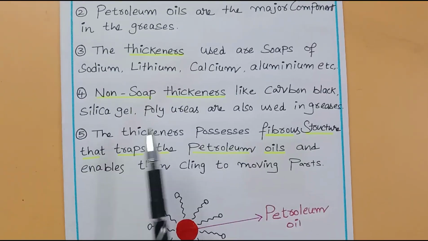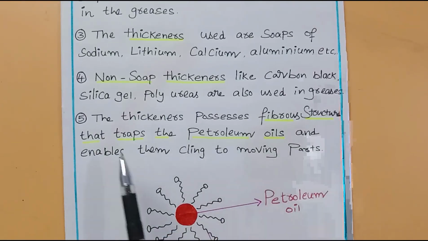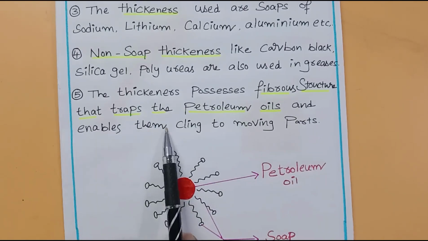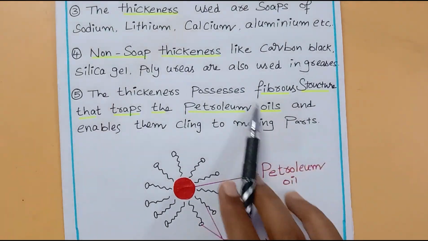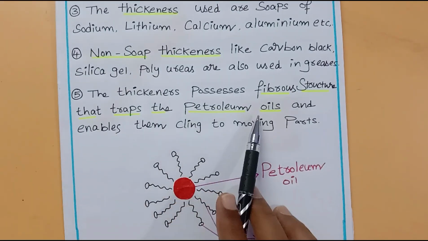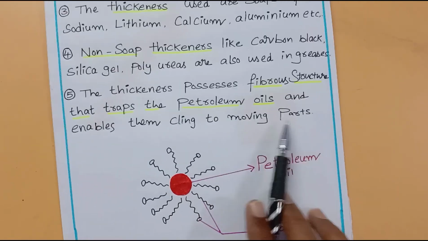Right? Then what is the role of the thickener? The thickener possesses a fibrous structure that traps the petroleum oils and enables them to cling to moving parts. So the thickener, that is soaps of sodium or soaps of calcium, when added to the petroleum oil, gives grease. The thickener has a fibrous structure that binds to the petroleum oil, making the petroleum oil attach very strongly to the moving metal parts.